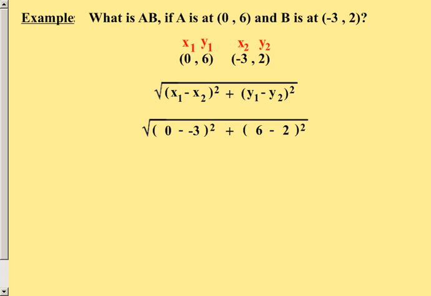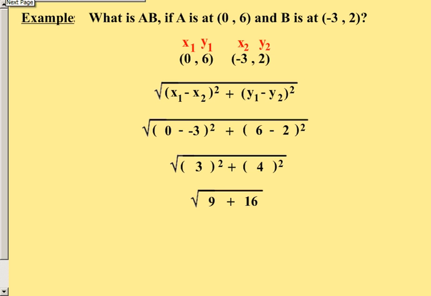Now again, the first thing we are after is the parentheses. So on the left side, 0 minus -3. Well, minus negative, double negative means positive, so that actually says 0 plus 3, which is 3. And on the right side, 6 minus 2 is obviously 4. Now we're interested in squaring those values underneath the radical. 3 squared means 3 times 3. That is 9. And on the right side, 4 squared is 4 times 4. That is 16.